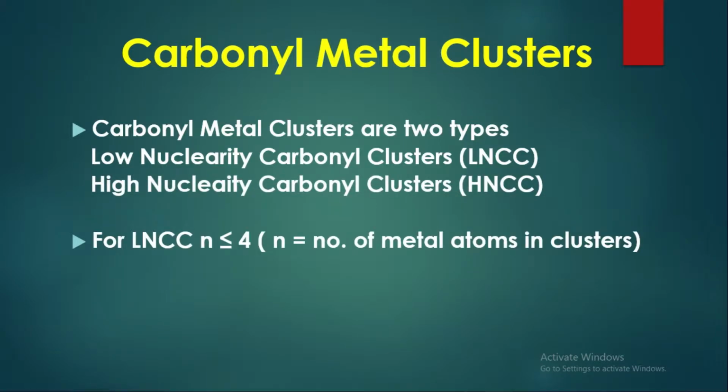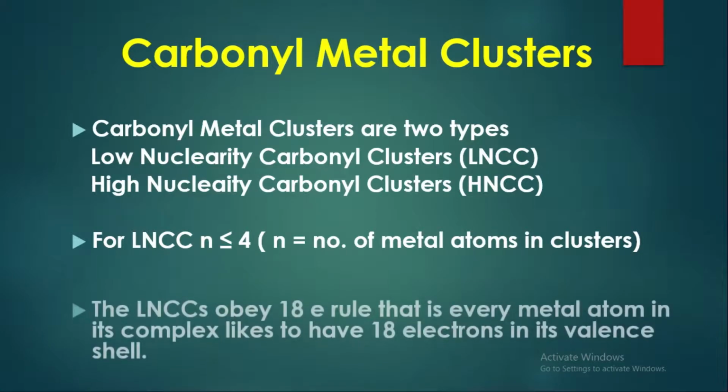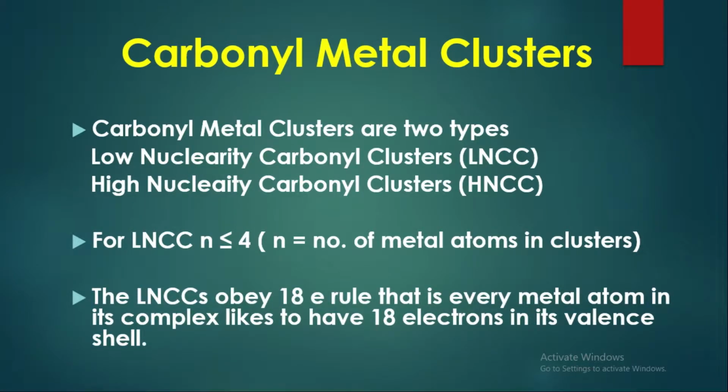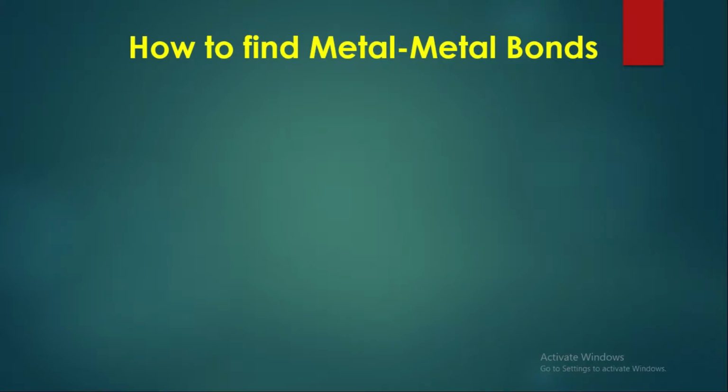The condition for LNCC is that n should have a value less than or equal to 4, where n is the number of metal atoms present in the cluster, and HNCC should have a value of more than 4. In this video we will mainly talk about LNCC. You have to know that for LNCC the metal atoms present in the metal clusters have to obey the 18 electron rule. So what is the 18 electron rule? The 18 electron rule is that every metal atom present in that complex will have to have 18 electrons in its valence shell. So the next question is how to find the metal-metal bonds.